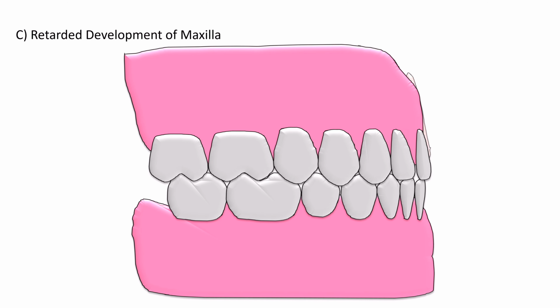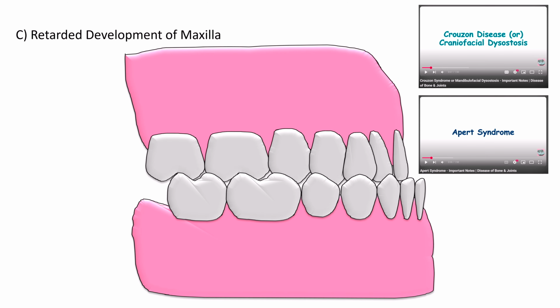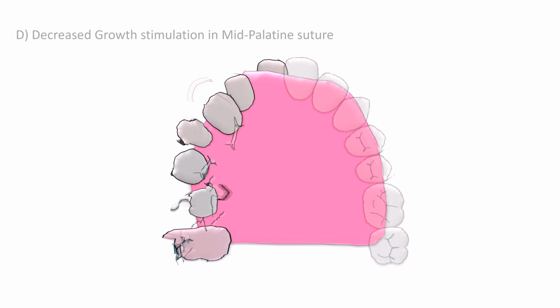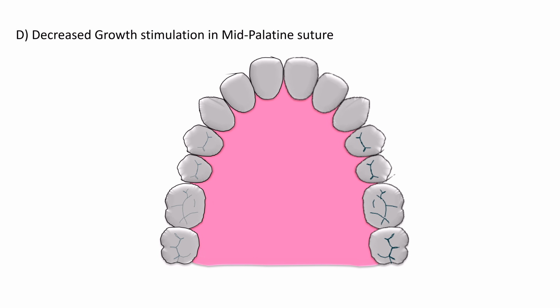Next, retarded development of maxilla. Retarded development is seen in various genetic disorders like Crouzon syndrome, Apert syndrome, Down syndrome. The videos of Crouzon syndrome, Apert syndrome, Down syndrome are given in description. Decreased growth stimulation in mid-palatine suture may cause crossbite.